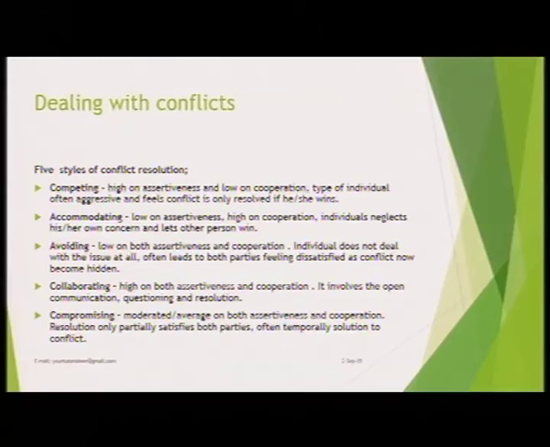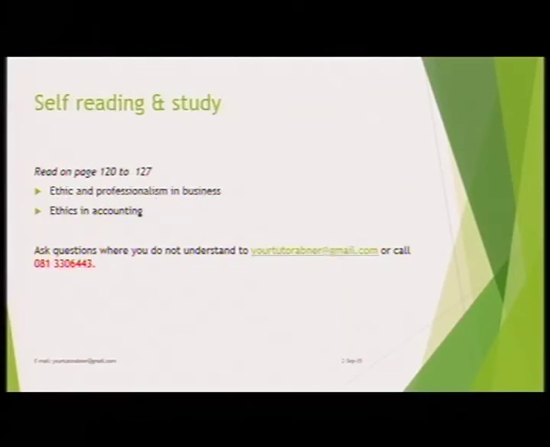Collaboration is high on both assertiveness and cooperation. It involves open communication, questioning, and resolution. Compromising is moderate or average on both assertiveness and cooperation. The resolution only partially satisfies both parties, and it's often a temporary solution for the conflict. So it's not really an advanced stage, because it's only temporarily solving the conflict, but we would like a permanent solution, though we know it's not easy.